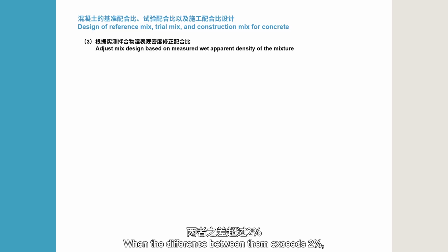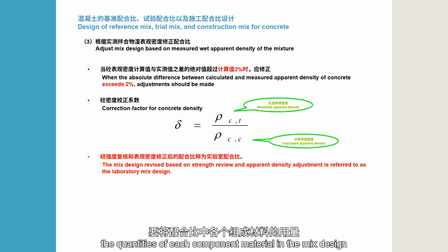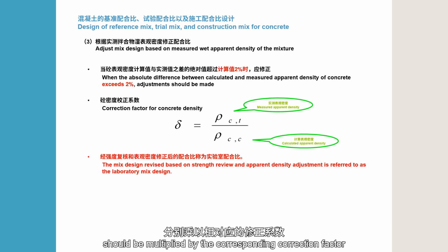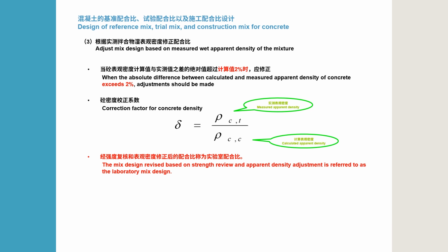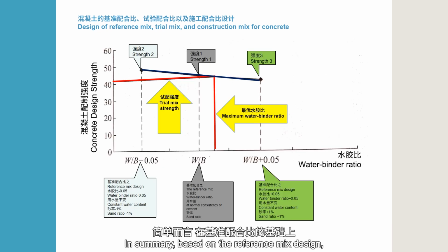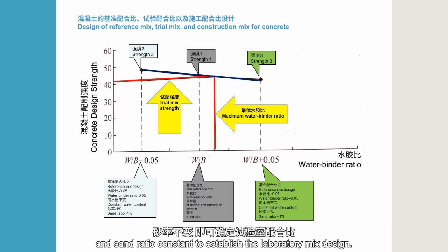When the difference between them exceeds 2%, that is, when the correction factor exceeds 1.02, the quantities of each component material in the mix design should be multiplied by the corresponding correction factor to obtain the final laboratory mix design. In summary, based on the reference mix design, determine the optional water binder ratio while keeping the water content and sand ratio constant to establish the laboratory mix design.